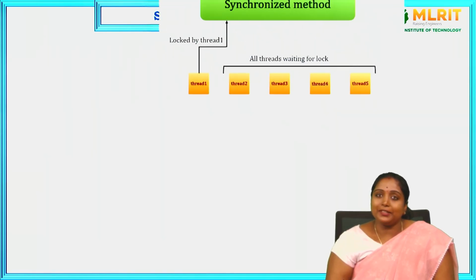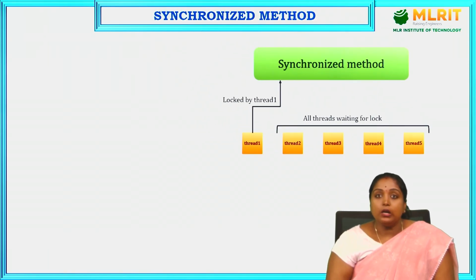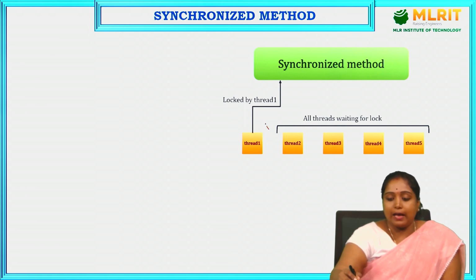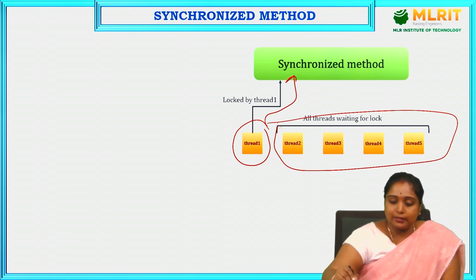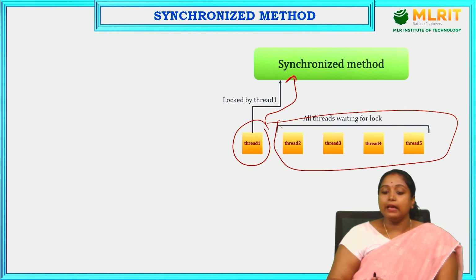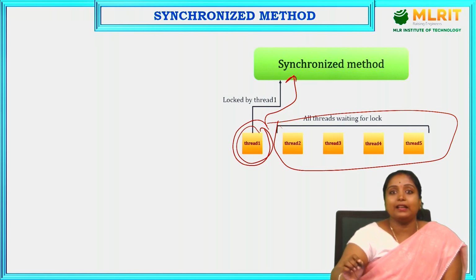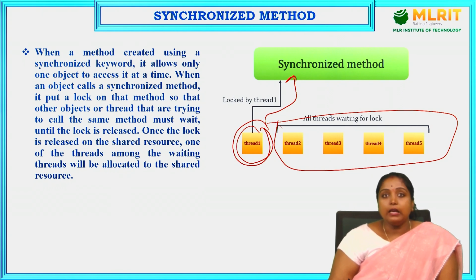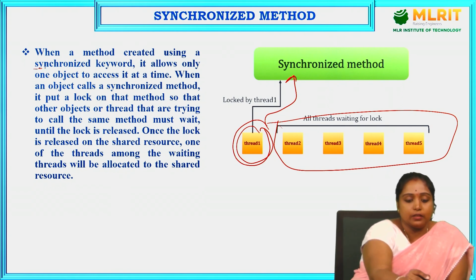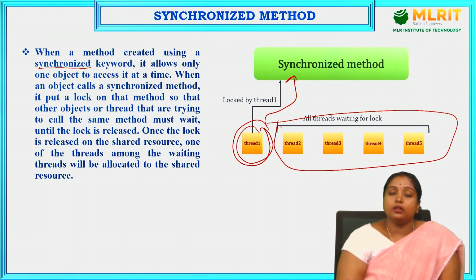So coming to synchronized method. Whenever you are using a method that would be locked. When thread 1 is executing the synchronized method, all other threads have to wait until this thread has completed its execution. In order to write a synchronized method, you have to use the synchronized keyword while writing the method.